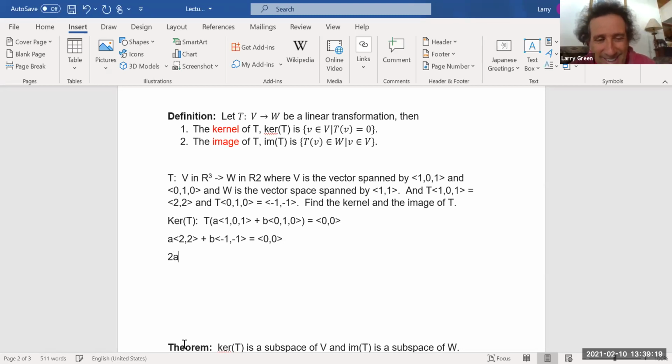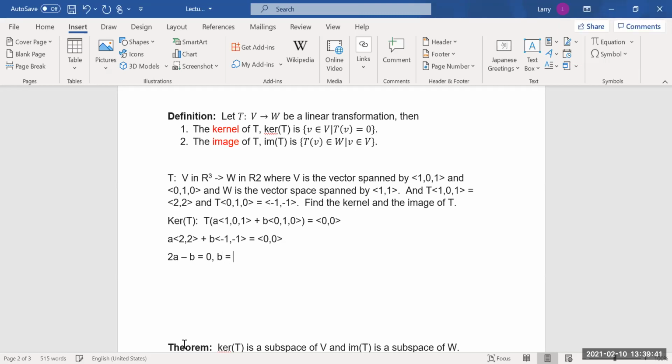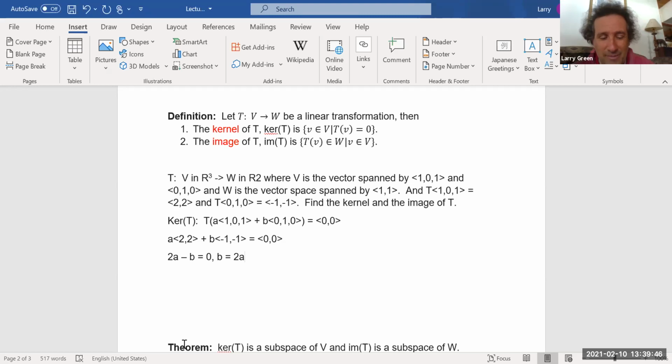So we can say 2A minus B equals 0. A doesn't have to be 1, 2. It could be lots of different things. Okay, and by the way, the second equation is also 2A minus B equals 0, so I'm not going to bother writing it. Are you okay with that? Yeah. So in particular, B is equal to 2A. Hopefully you're all okay with that algebra.